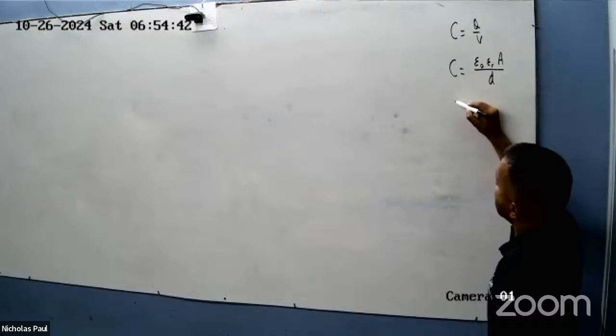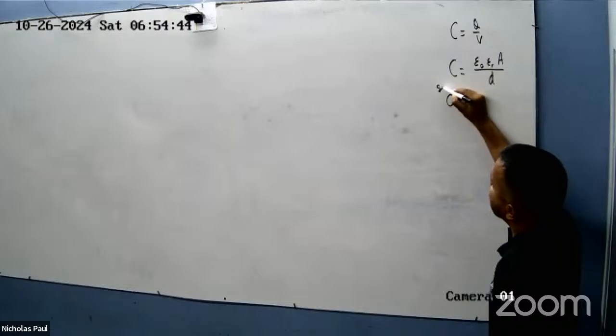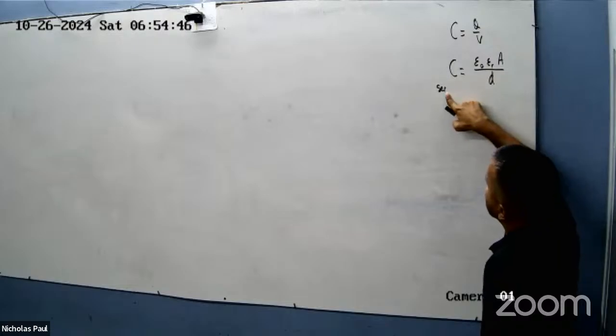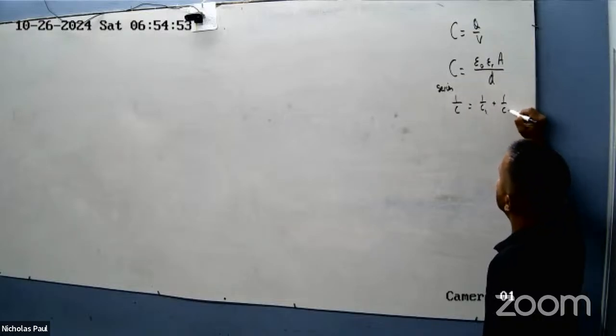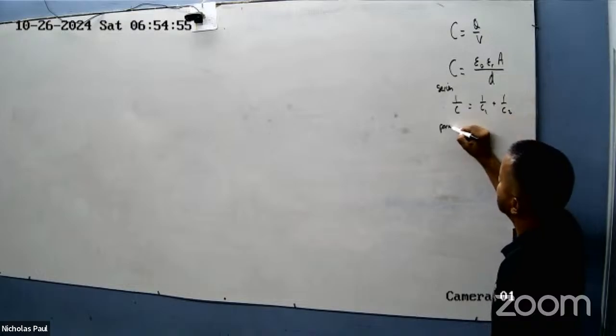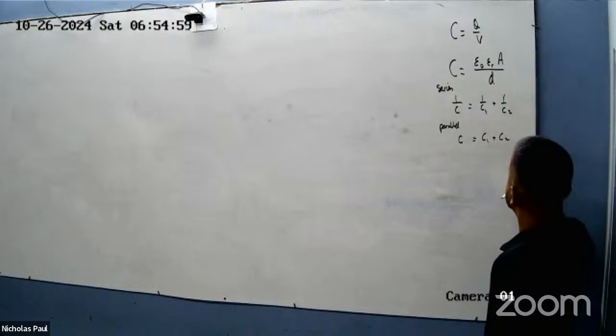Yeah. And then we have capacitance in series. 1 over C is 1 over C1 plus 1 over C2. Parallel, C is equal to C1 plus C2.